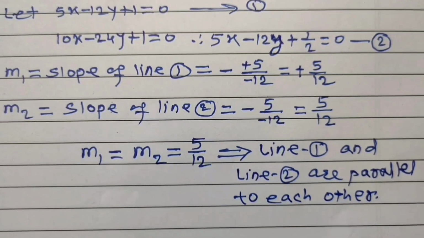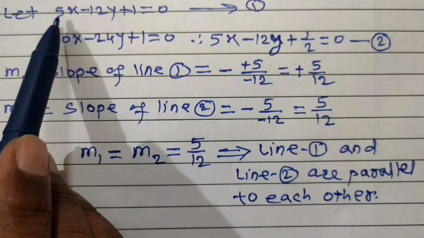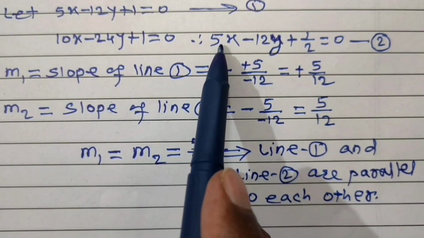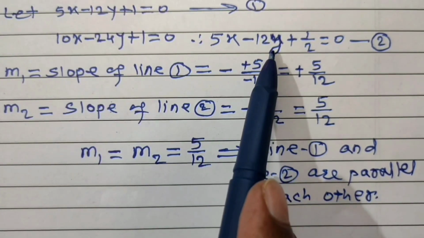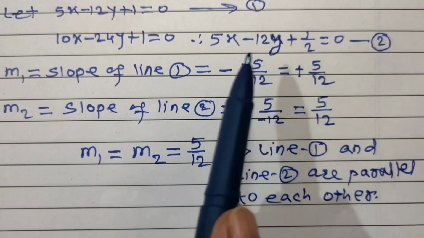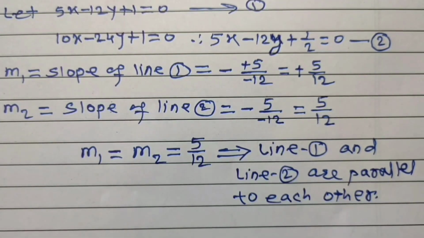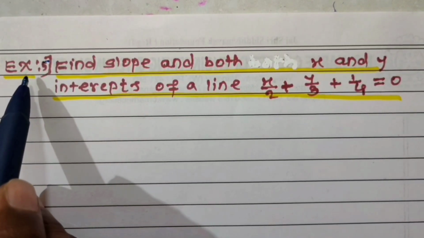Hence the solution, or simply you can say coefficient of x in line 1 is equal to coefficient of x in line 2, and coefficient of y in line 1 is equal to coefficient of y in line 2. Both are same. Hence line 1 and line 2 are parallel to each other. Now let us solve example number 5.